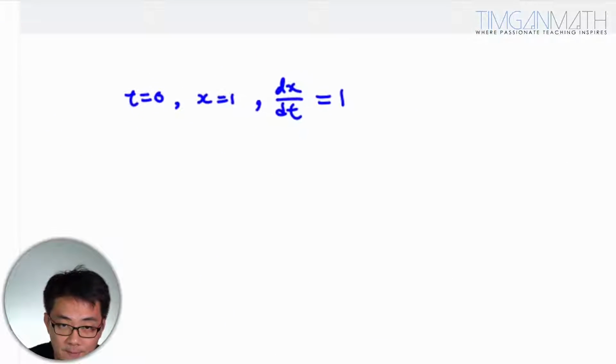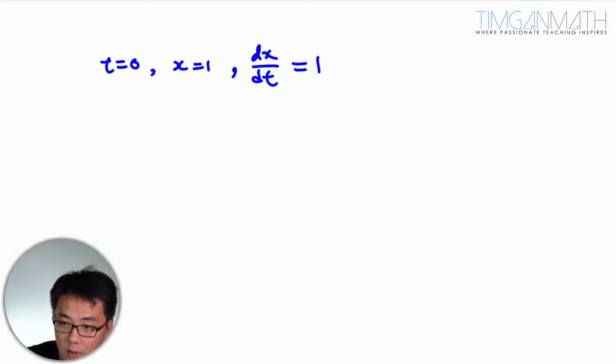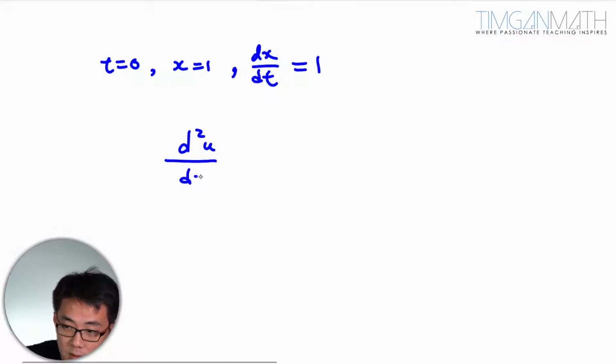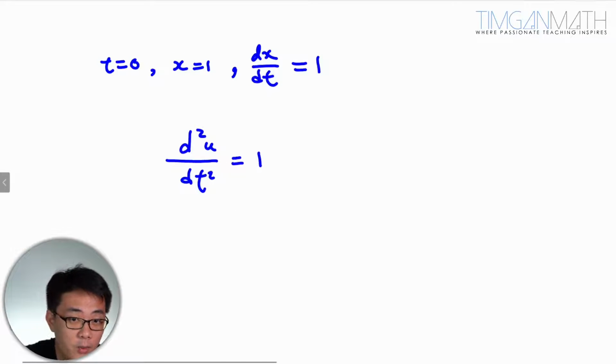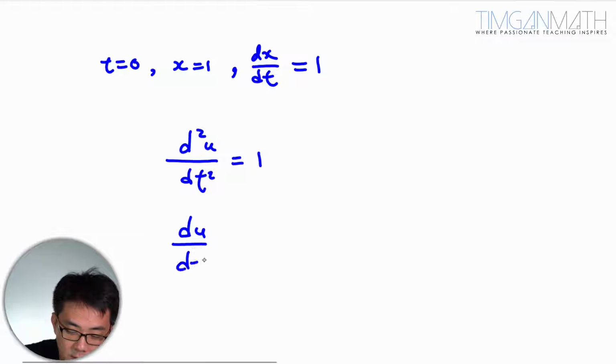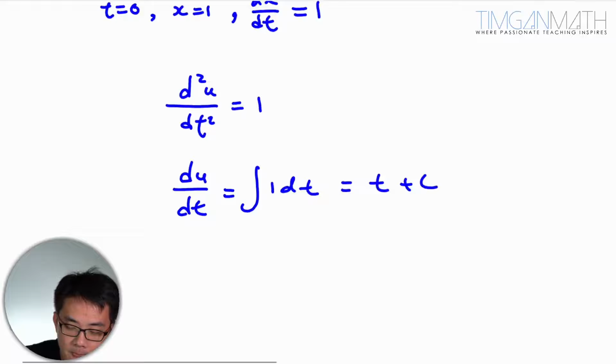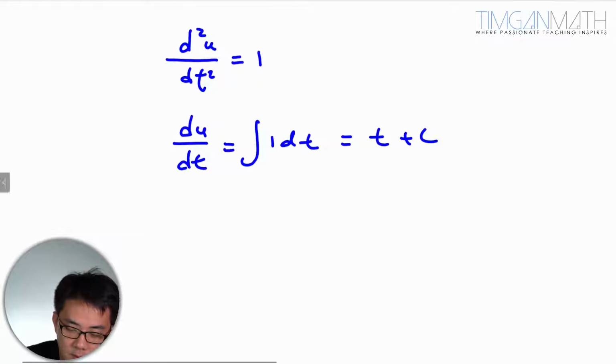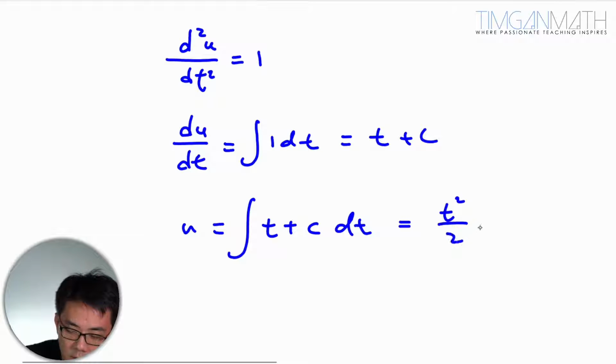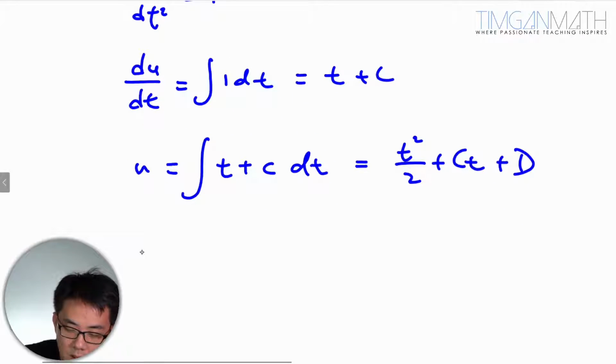Now once this is done, we are going to solve this differential equation by using what they asked us to show, because this is in a separable form. Anyway, this is the second derivative, so to get that, this is 1 over dt, and this will just be t plus c, after which u will just be integrating t plus c dt, and that will be t squared over 2 plus ct plus d. Okay, so now we have u.